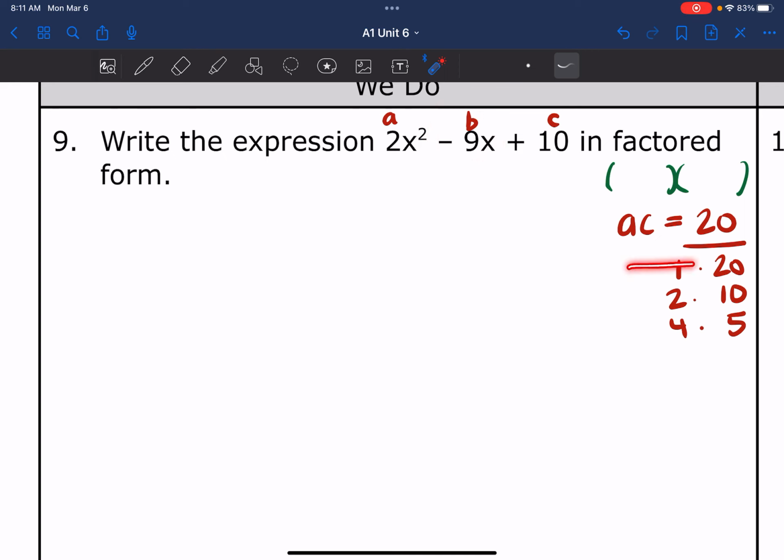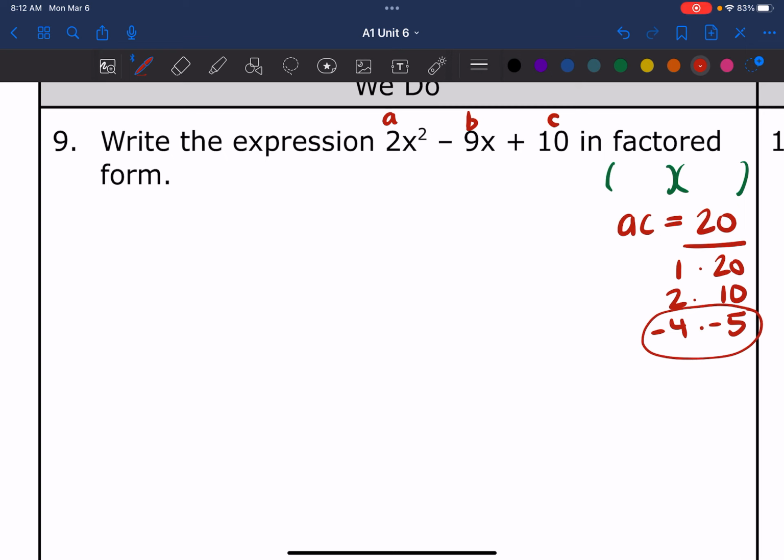1 plus 20 is 21. 2 plus 10 is 12. 4 plus 5, that is 9, but that's +9, and we need to be negative. So the way we can fix it is make both negative. So -4 times -5 gives me +20, but when I add them, gives me -9. So I'm going to use those two numbers.